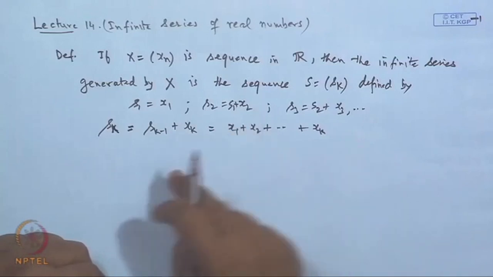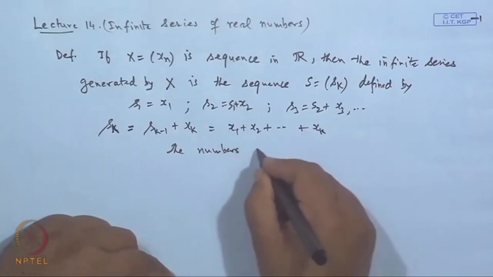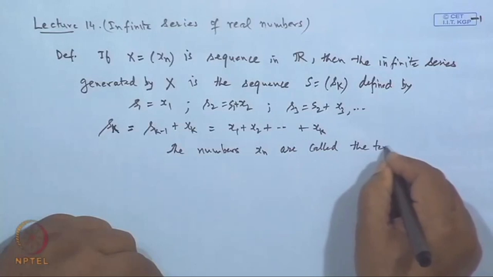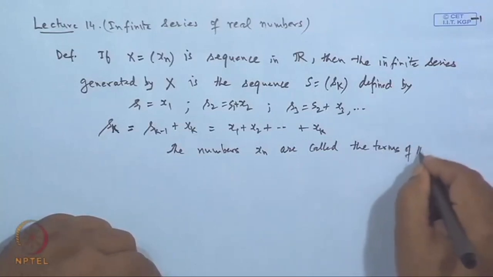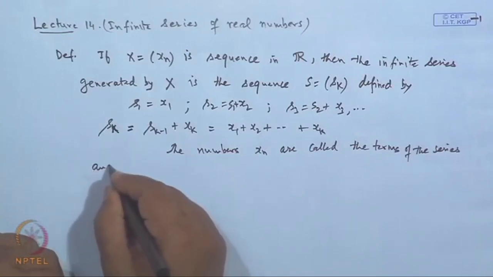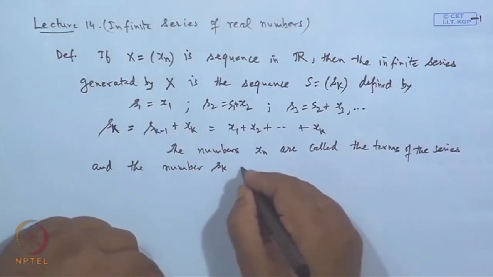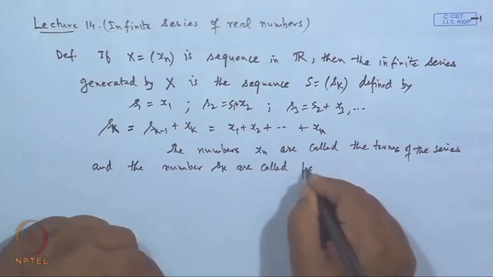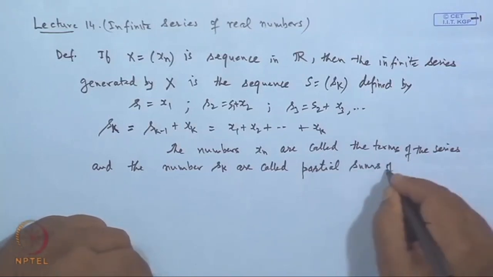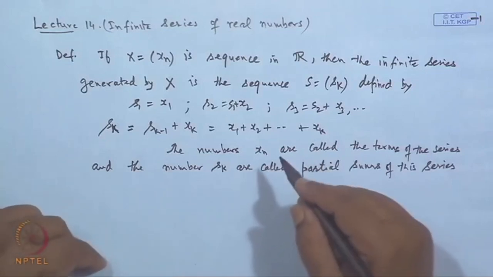The numbers xk or xn are called the terms of the series, and the numbers sk are called partial sums of this series. This sk is the sum of the first k terms of the series.